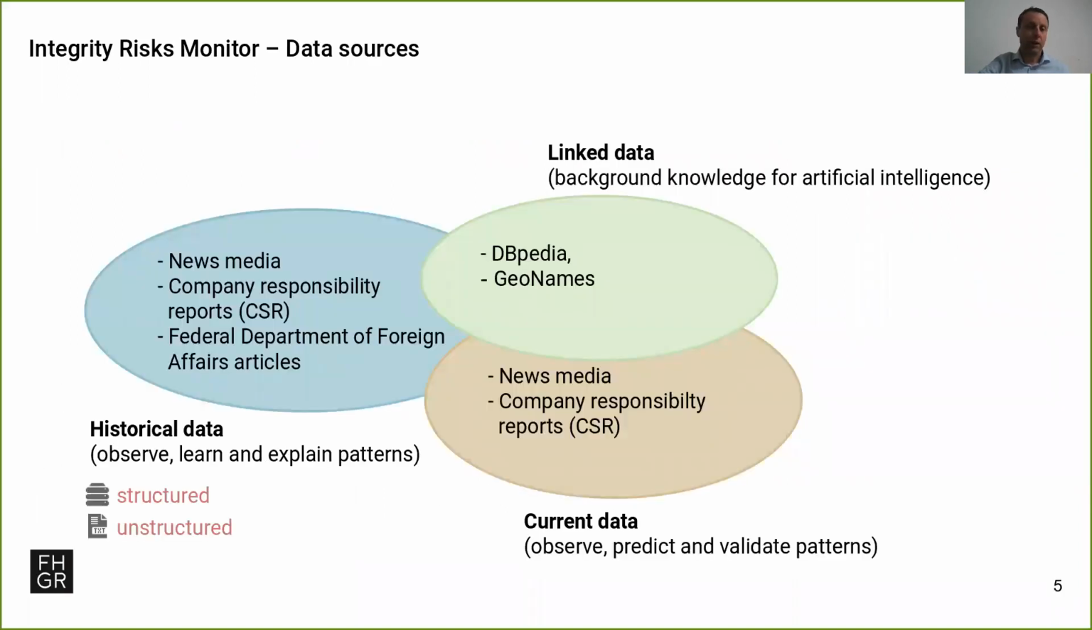What are the data sources we are using? First of all, we have historical data that is composed of news media coverage on integrity issues, company responsibility reports, plus articles on corruption that have been collected by the Federal Department of Foreign Affairs. Then we have current data that is used for observing, predicting, and validating patterns. This is primarily news media, plus company social responsibility reports. And finally, we are also using linked data as a source for background knowledge for AI, for instance, for the named entity linking. And examples would be DBpedia and GeoNames.